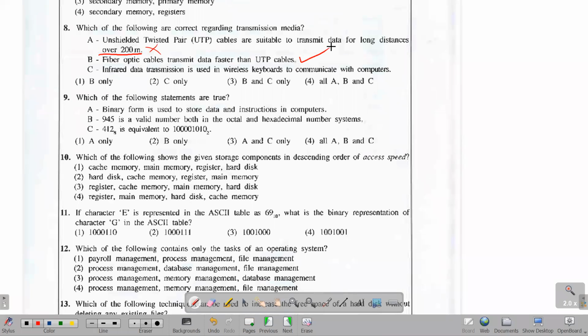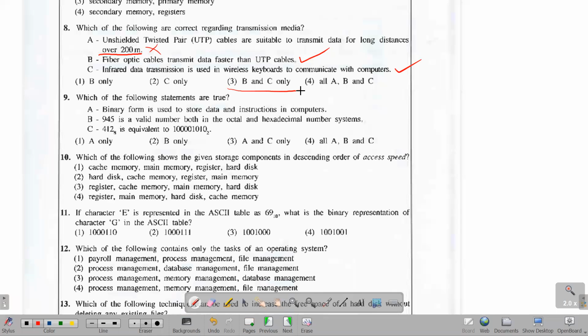Infrared data transmission is used to wireless keyboard to communicate with computer. Generally, we connect it using the Bluetooth. But there are ways that we are using the infrared to connect the mouse and the particular input devices into it, right? So generally we can take it as a correct answer. So it's going to be B and C.